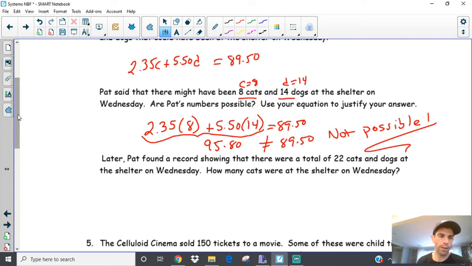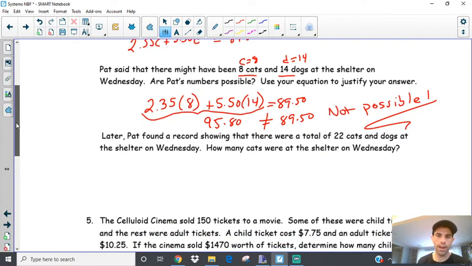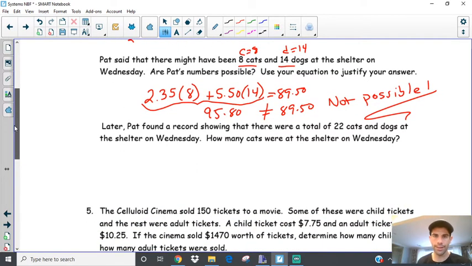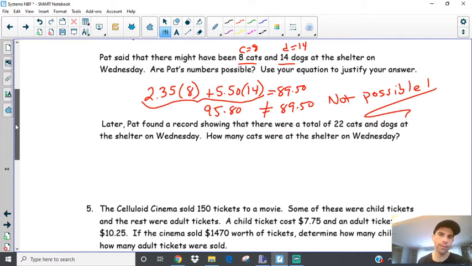Alright, so now let's figure out how many cats and dogs were there that day without sitting there trying to substitute 7 and 15 or 7 and 12 to try to make 89.50. So later Pat found out that there were a total of 22 cats and dogs at the shelter on Wednesday. So think about how that's another total, right? So that means that could have another equation. And where did they get the 22 from?